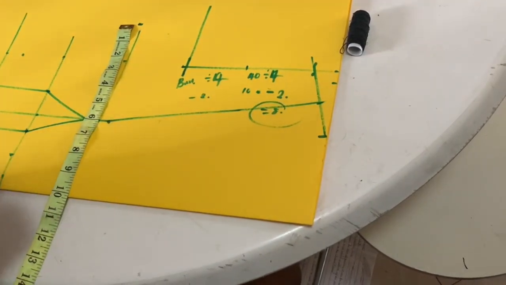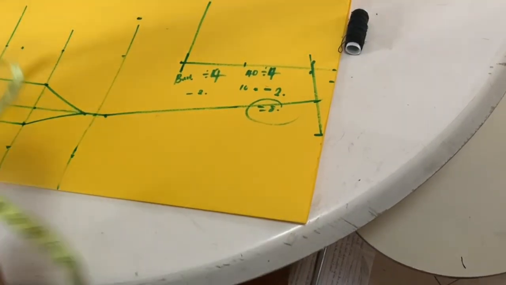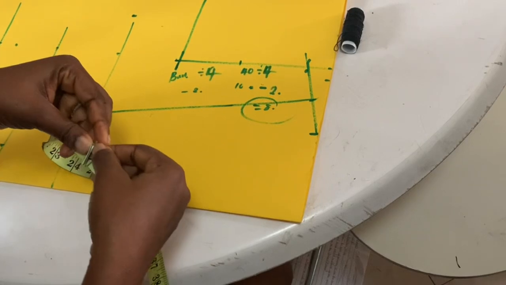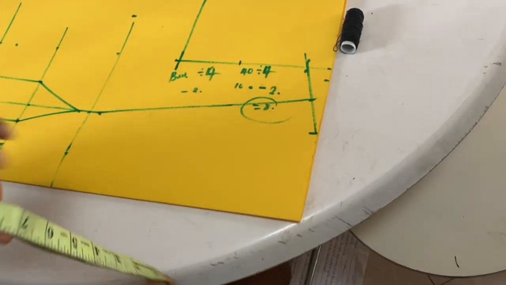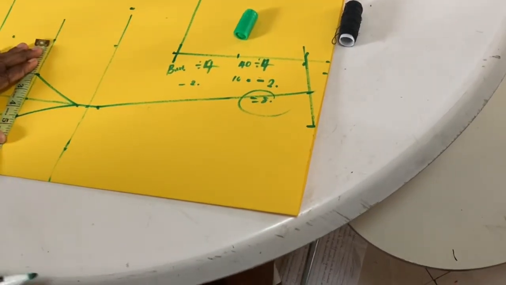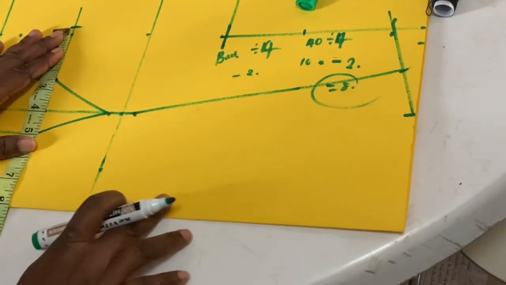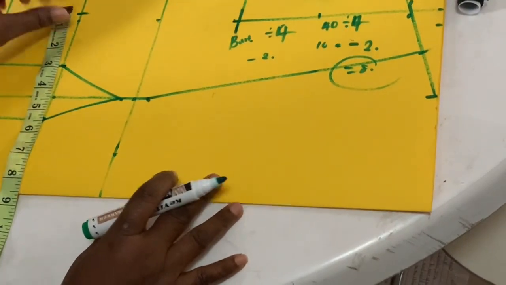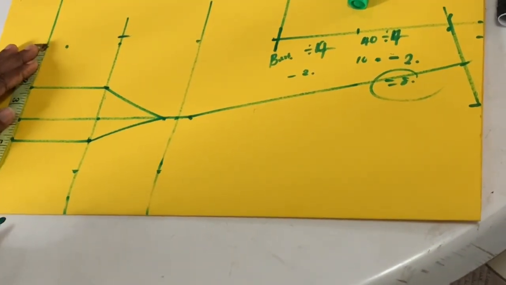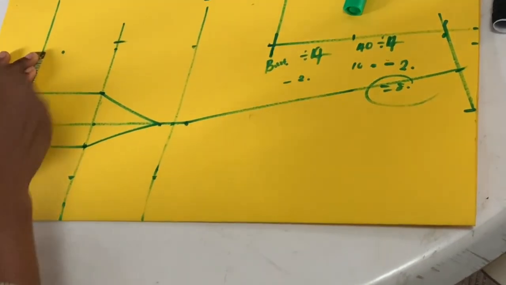Then the under bust. Under bust is 32. 32 divided by 4 is 8. So I'll take 8 on this line. While our waist is 31.5. Let's just say 32, or exactly 31.5. That is 7.75.